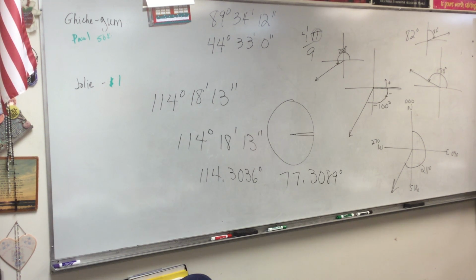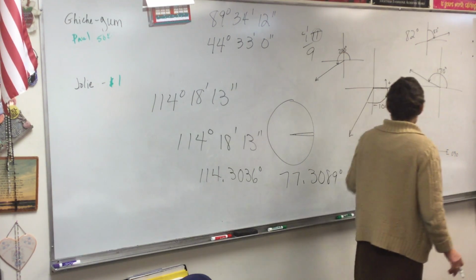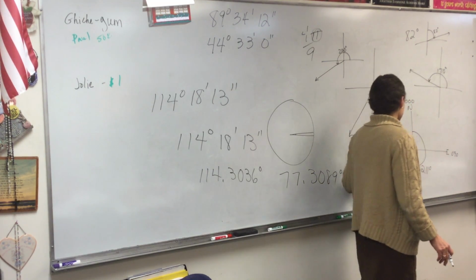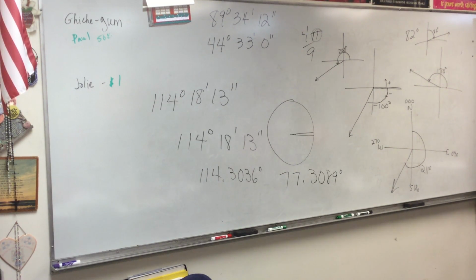Is there ever a time we have to draw a course with a negative number or negative degree? No. Negative, I mean, you could do it, but we just don't do it because we use the compass points, and those are the angles on the compass.